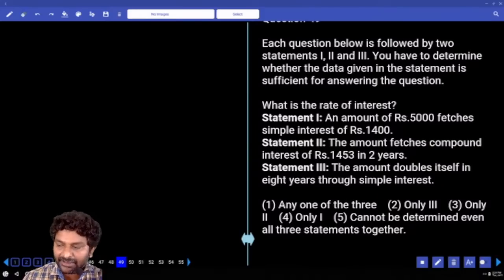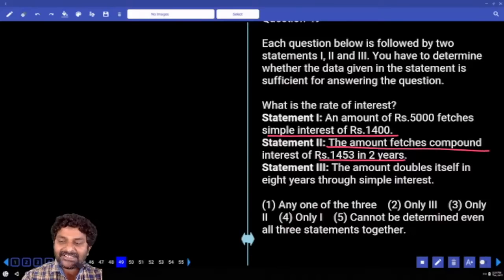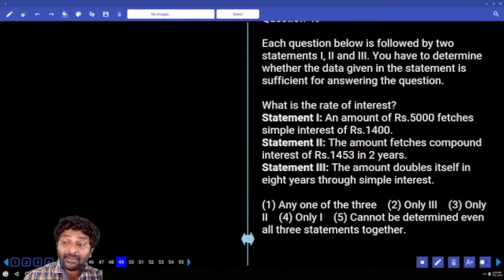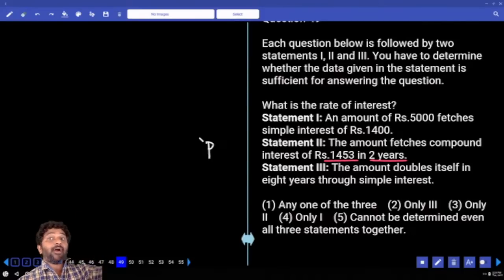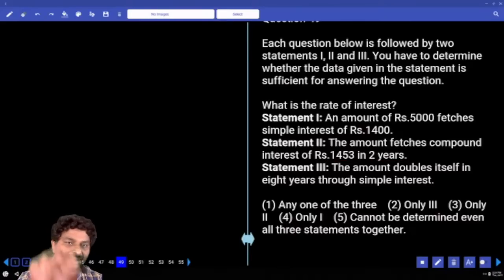Right. 49. Second statement. The amount fetches compound interest 1453 in 2 years. Is this alone sufficient to answer the question? No. Why? What is required? Principal is required. Time period they are clearly saying 2 years, and compound interest for 2 years is 1453. On how much principal, we don't know. Right? So 2 alone also will not give you the answer.